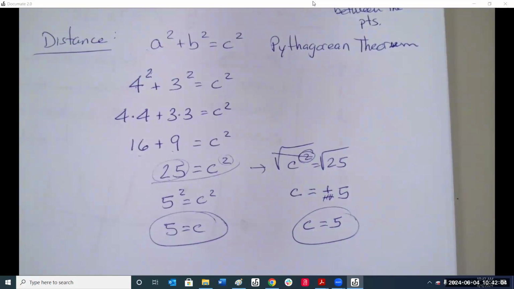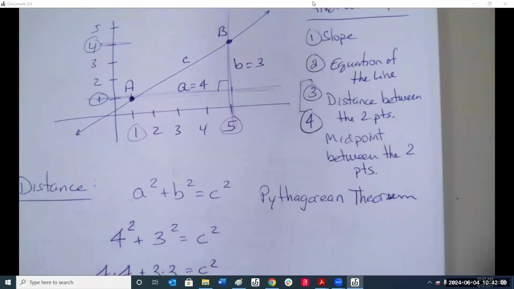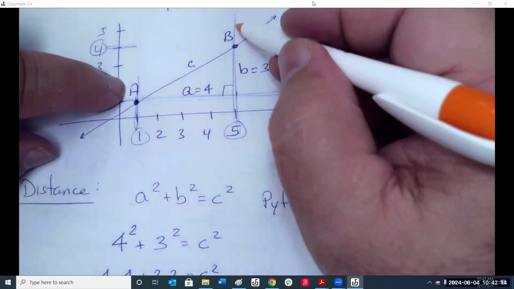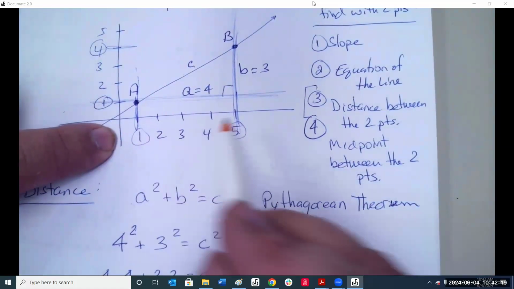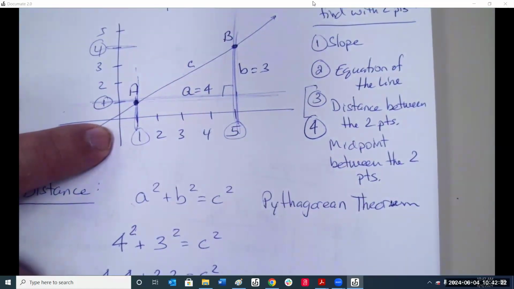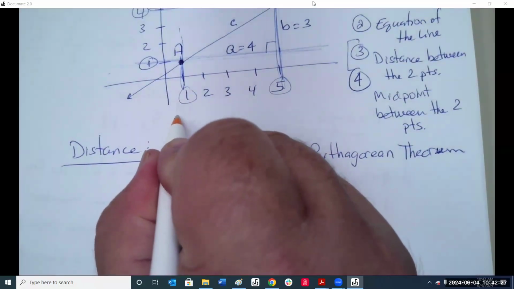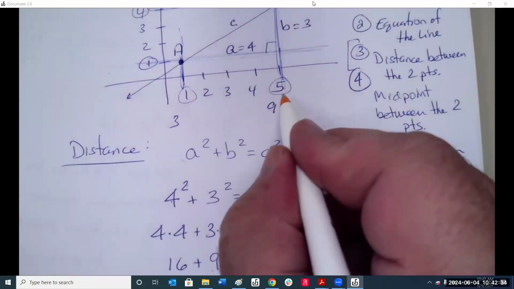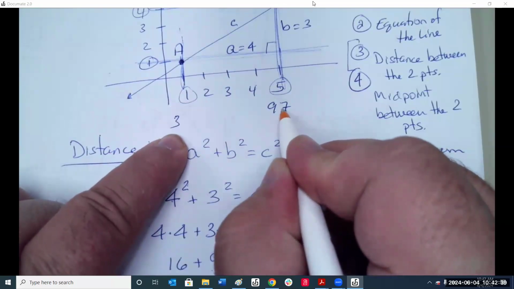Now, that's a good question. How did we get the distance for A? Remember, the A values are the horizontal. So from this line to this line, how far apart are they? How do we get 4? Okay, what if I had 3 and 97? How'd you get 94? Subtract, yeah. So 5 minus 1 is 4. 97 minus 3 is 94.